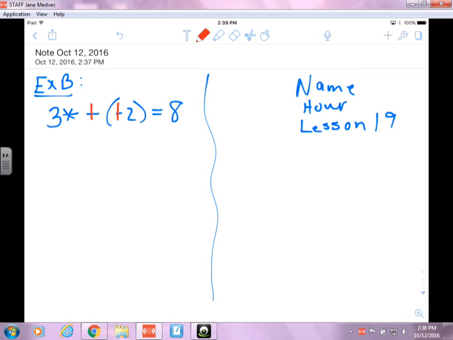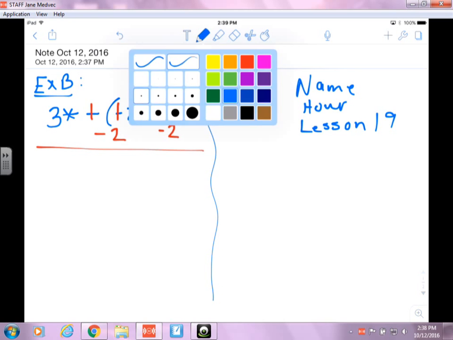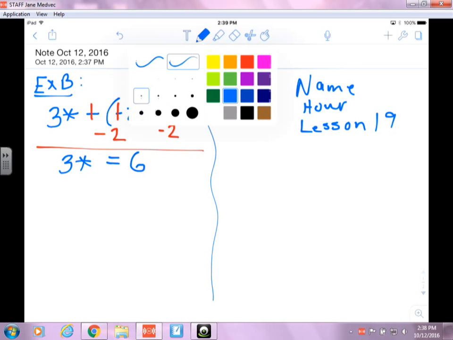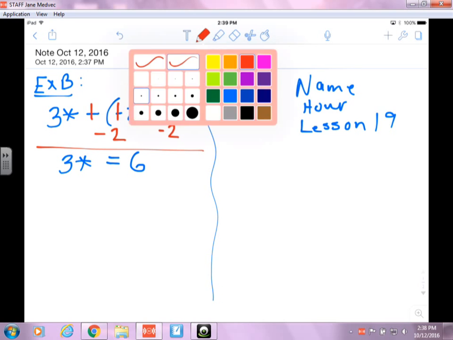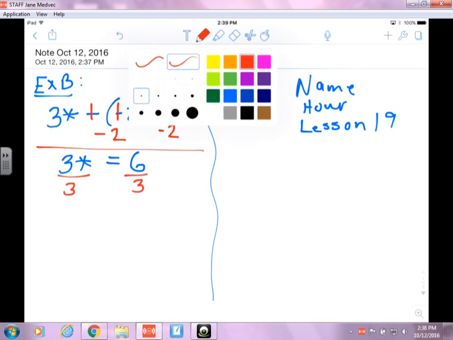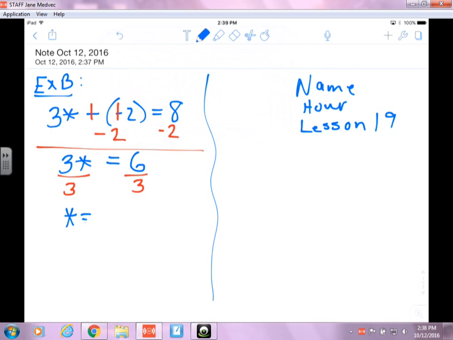So there's our chop. Now, I need to get 3 star by itself, so I'm going to subtract 2 because it was a plus 2. Now I'm going to subtract it. So I get 3 star equals 6 because 8 minus 2 equals 6. Right? And then I'm going to divide by 3. So I get star equals 2.